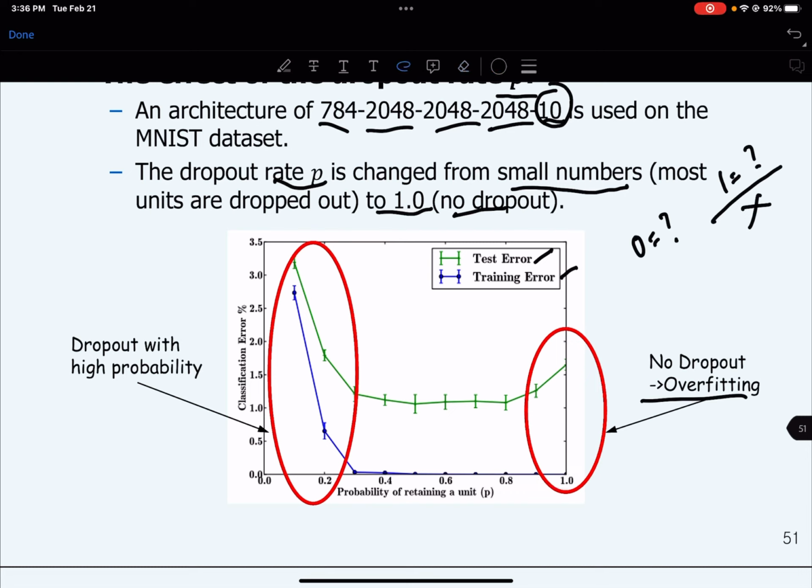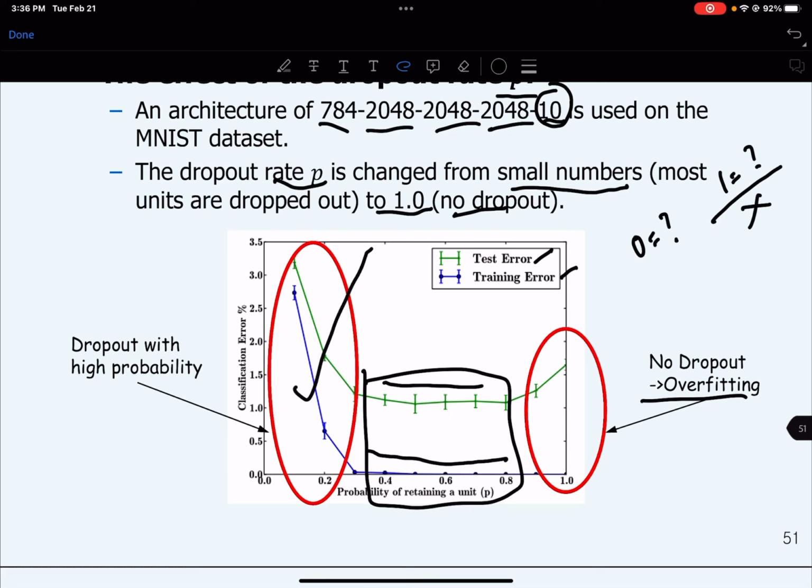So the training error and your test error seem to coincide, and this appears to be a good range for determining your dropout probabilities. High dropout and no dropout are not suitable, and generally we keep the dropout at 0.5 or 0.45. That is a suitable value for experimentation.